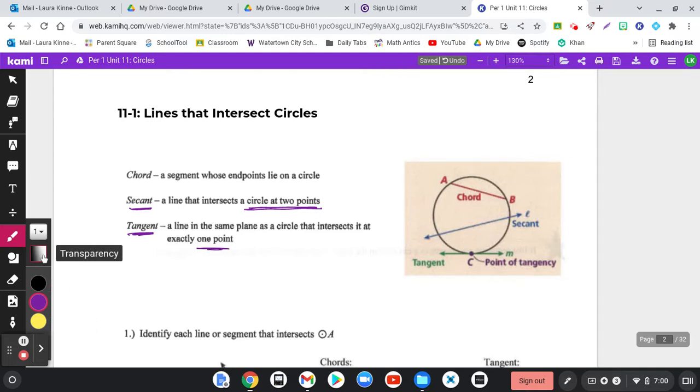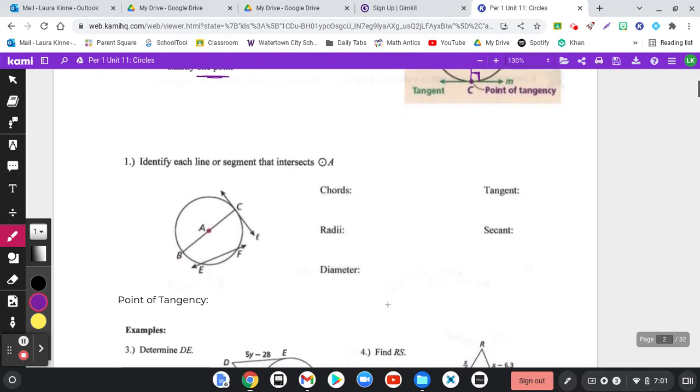And one thing to know about a tangent, if you were to draw a radius to that tangent, it's always going to be 90 degrees, right? They're going to be perpendicular. The point of tangency is the point where your tangent line hits your circle. All right, so let's identify these things.